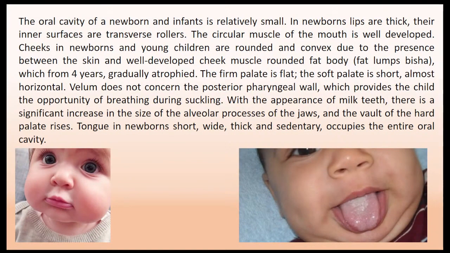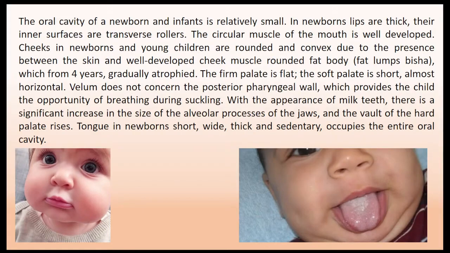Oral cavity. The oral cavity of a newborn and infants is relatively small. In the newborn, the lips are thick, and their inner surface has transverse rows. The circular muscle of the mouth is well developed. Cheeks in newborns and young children are rounded and convex due to the presence, between the skin and the well-developed cheek muscles, of a surrounding fat body: the fat lump of Bichat.